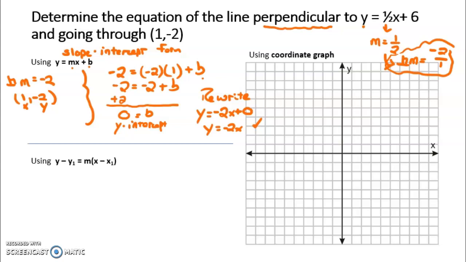And looking at your slopes, that's 1/2. That's -2. So definitely those are opposite reciprocals. So these lines are perpendicular. All right, that's using slope-intercept form. Let's use this form. This is called the point-slope form.